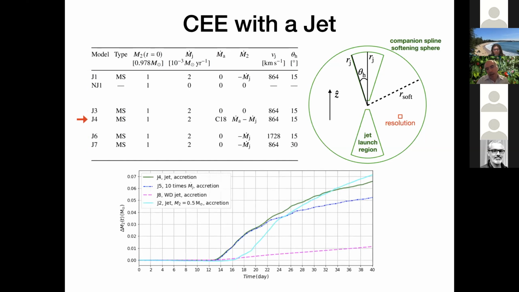Okay, so now we added accretion in the same way that we did in our 2018 paper. Now it turns out that the accretion is much higher than the Bondi-Hoyle-Littleton accretion. That's what the code does. It's the Krumholz 2004 model.